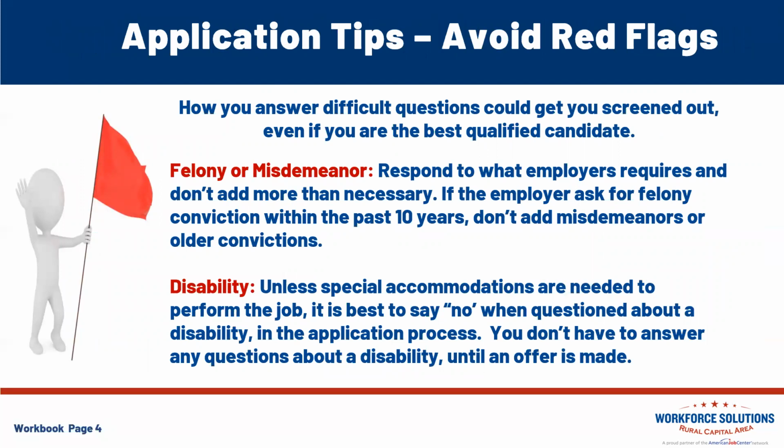So, avoiding some red flags and answering some difficult questions, and how you answer them, could get you screened out. So, felony or misdemeanors, be sure to respond to what the employer is asking you for. If the employer is asking for felony convictions in the last 10 years, don't put down any misdemeanors or older convictions that weren't relative to what they were asking. If you have a disability and you are afraid to disclose that during the application process, it is okay for you to say no when the question is in the application, and you don't even have to answer that until a job offer is made.